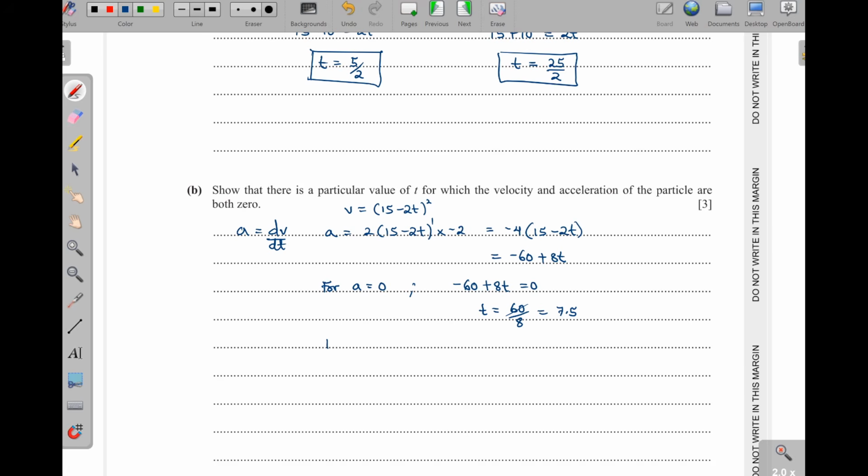So our velocity is (15 minus 2t) squared, which is equal to 0. Take the square root. Then this one will be equal to 0. And then 15 will be equal to 2t. And then t becomes also 15 over 2, which is equal to 7.5. So this is the value of time, which is 7.5 on both occasions when velocity is equal to 0 and acceleration is equal to 0.